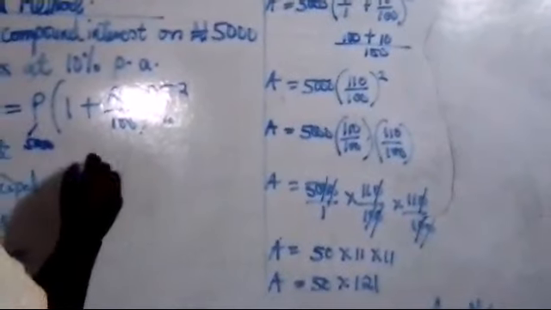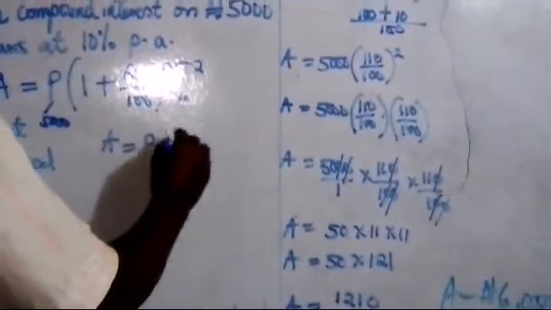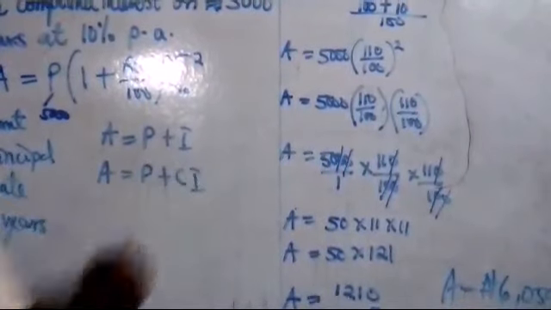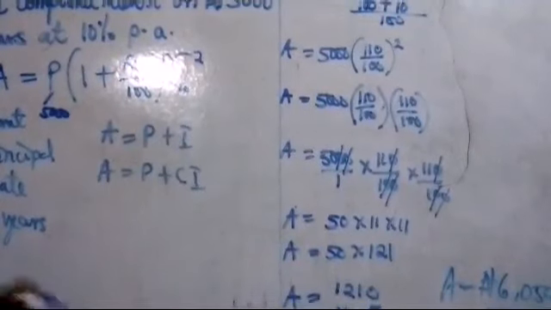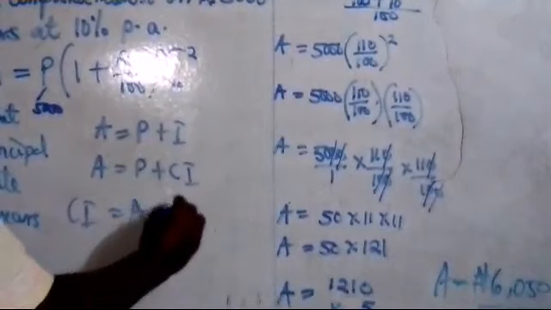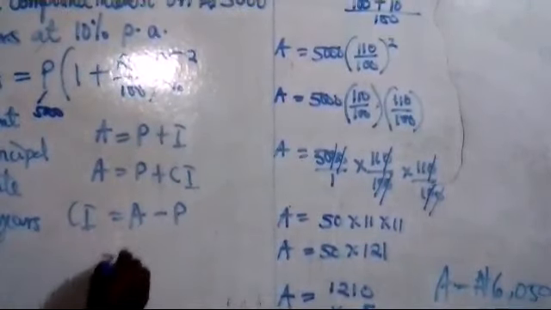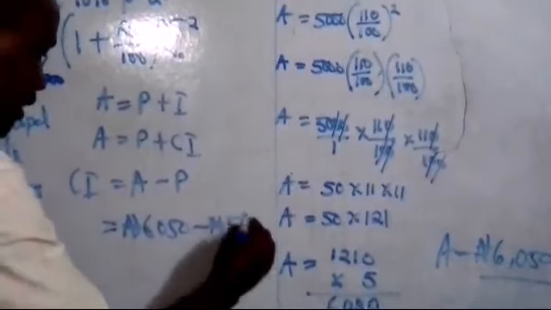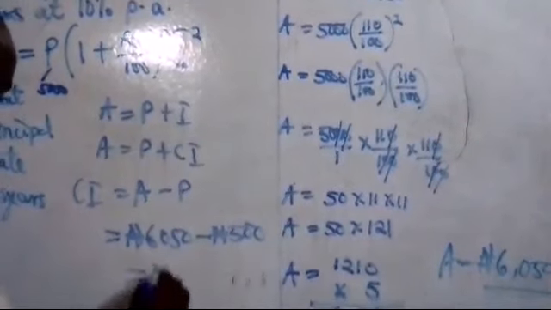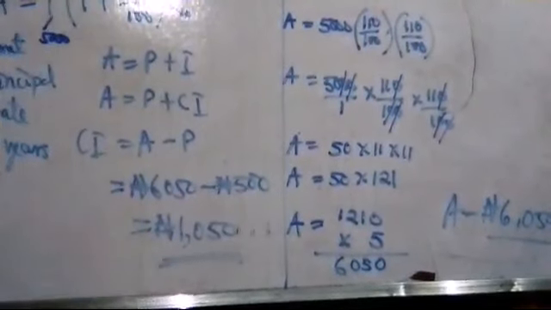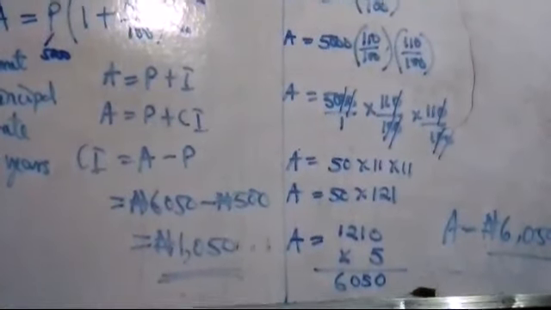Now let's go back to an old formula that we know. We said that amount is equal to principal plus interest. In this case now, amount becomes principal plus compound interest. So for us to find our compound interest, CI will be amount minus principal. So what is it going to be? 6,050 naira minus 5,000 naira. So we are going to have as our compound interest 1,050 naira. So simple.